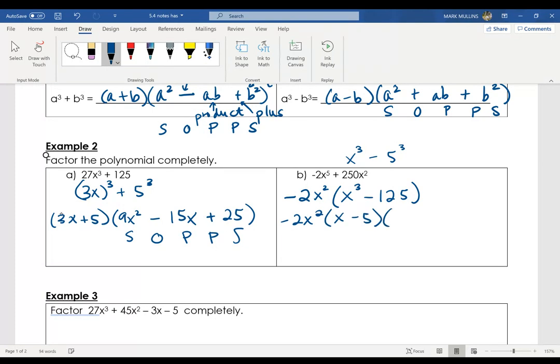And my second term, remember our SOPs pattern again, I'm going to take the x and square it. And then O is opposite. If this is a minus, now I write a plus sign. Product of 5 and x is 5x. And then the next one's always plus, and then the square of 5 is 25.